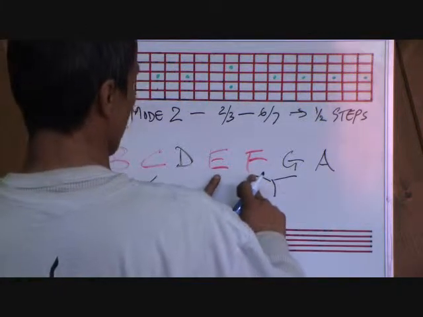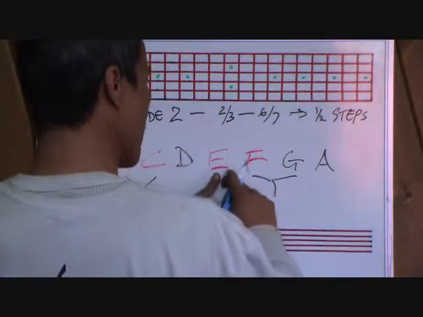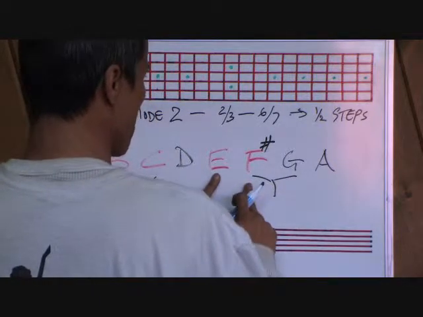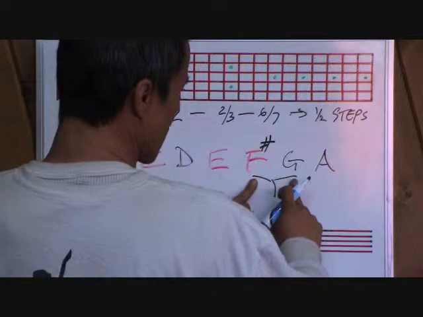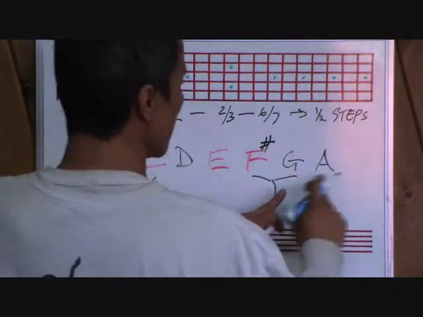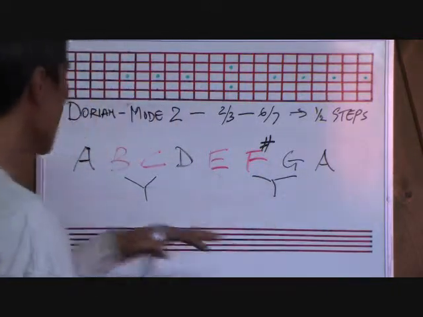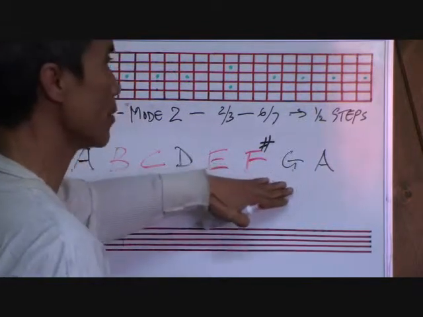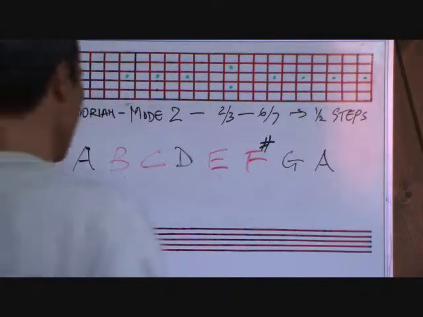E to F should be a full step according to the formula. But E and F only half, so you need to sharp it now. F sharp. F sharp to G is a half step. Step 6, step 7 is a half step according to the formula. Leave it alone. Last step G to A, leave it alone. Full step. There you go. The A Dorian or A mode 2 has one sharp, F sharp.